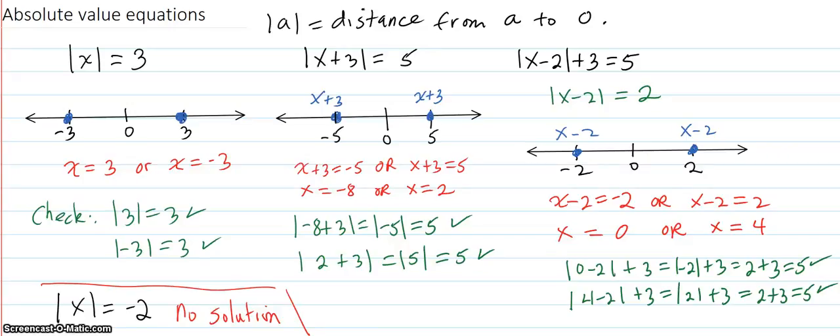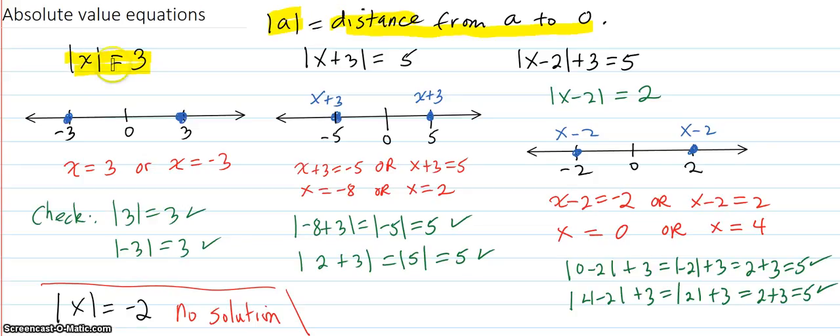Absolute value equations. Absolute value of x equals 3. But first we'll back up and say the absolute value of a is the distance from a to 0. It can be below 0 or above 0, but the idea is that it's the distance, and distance is a positive number. So distance is always a positive or a 0 number.